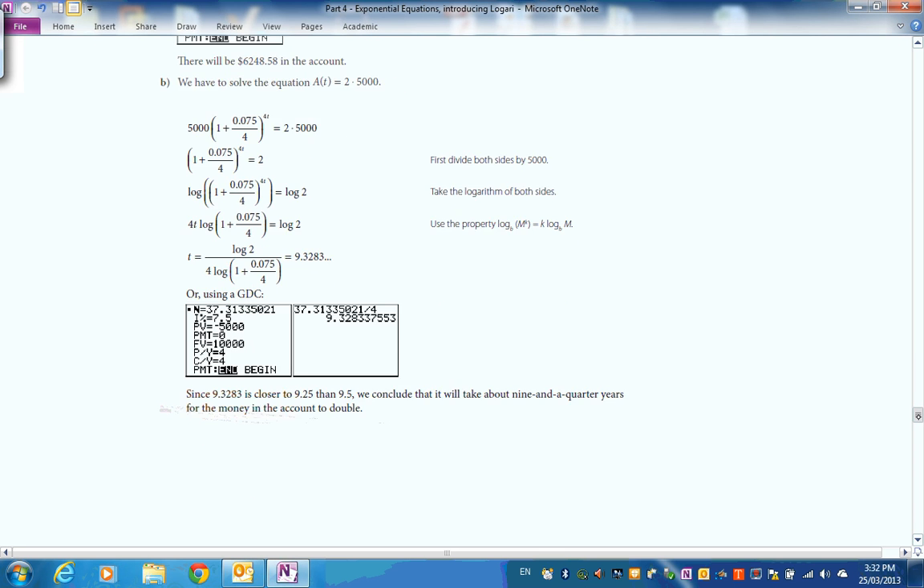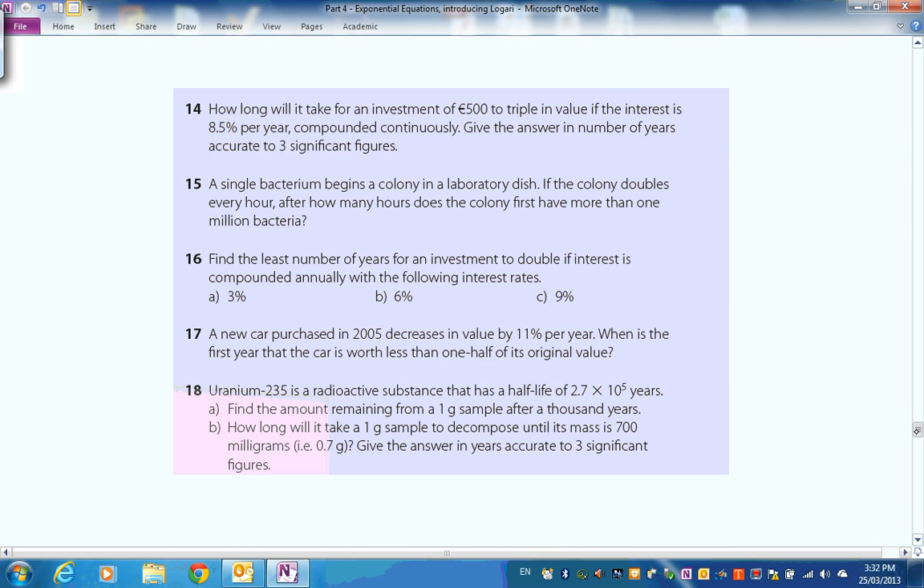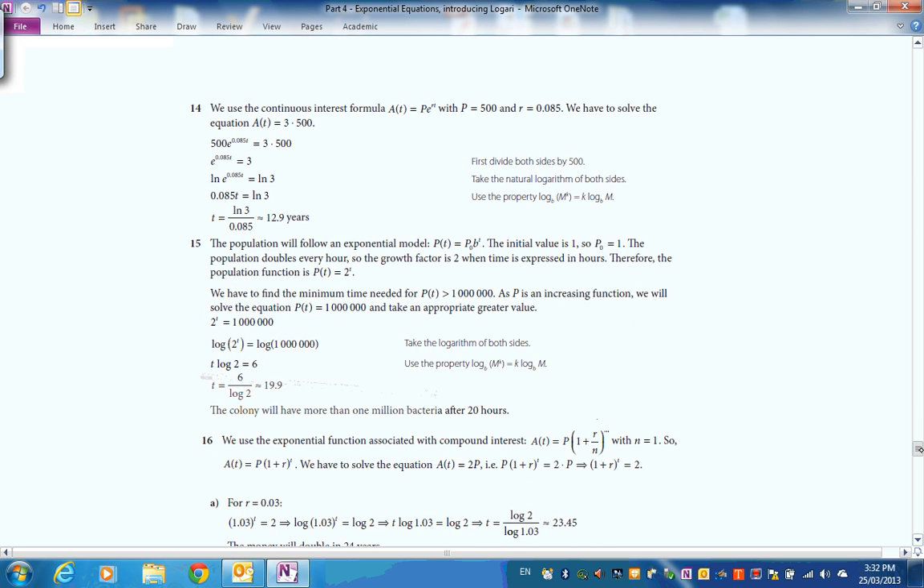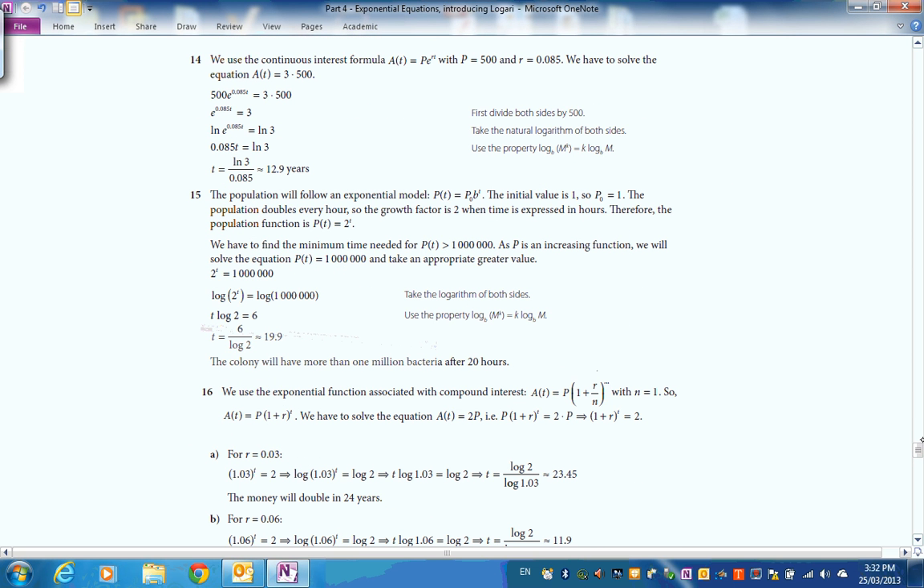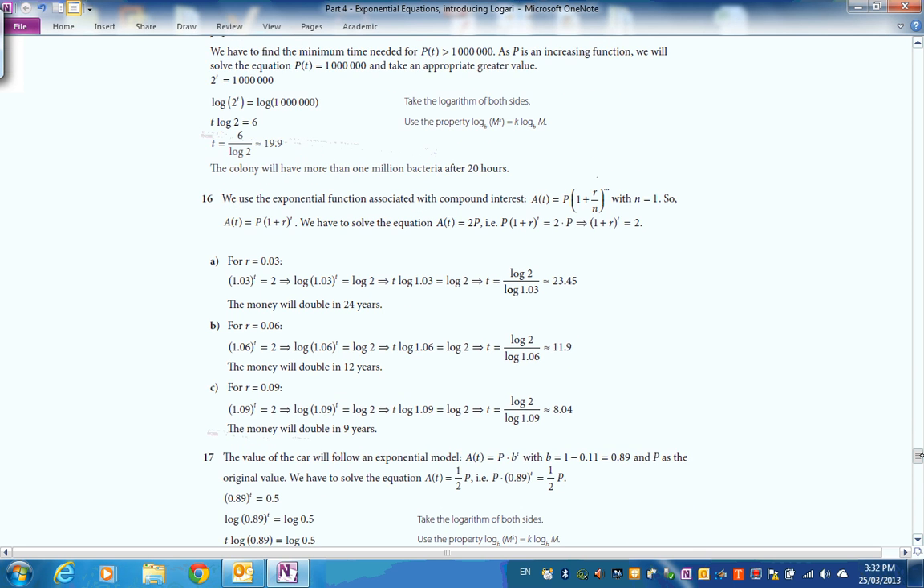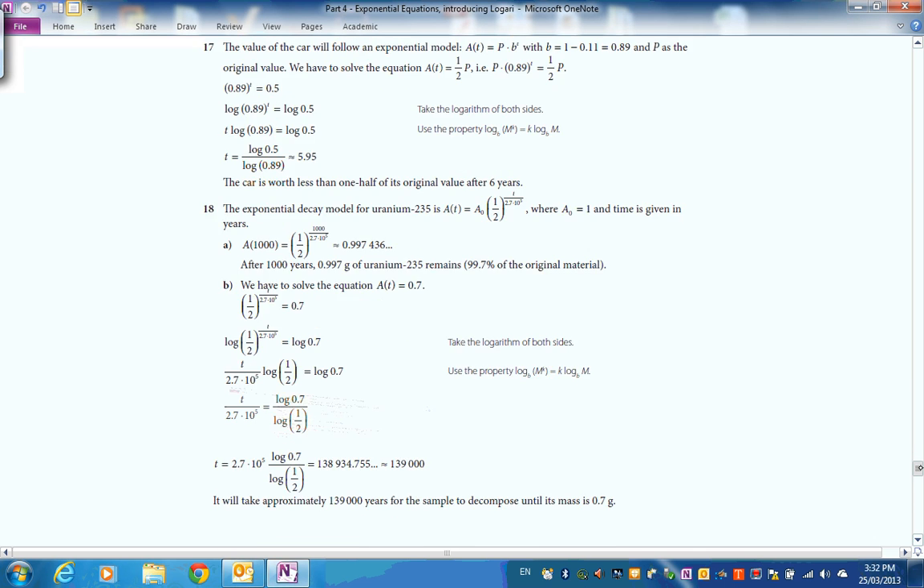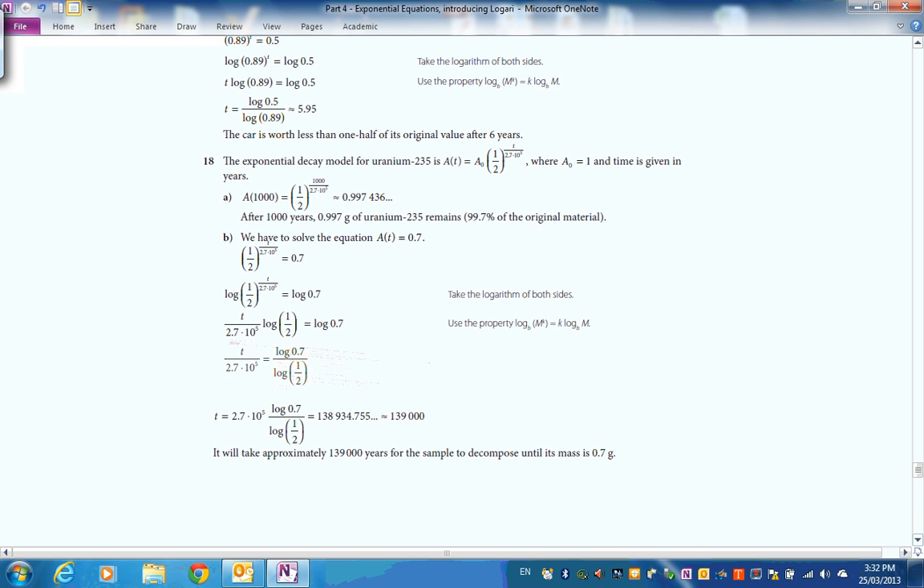Right, let's look at some more problems. We've got 2 more sets, 14 through 18. Might have a look at those and have a go. Pause the presentation. Let's have a look at the solutions down below here. 14 and 15. Might pause that. And coming down to look at 16 and 17. Let's come down and have a look at 18. That's good.